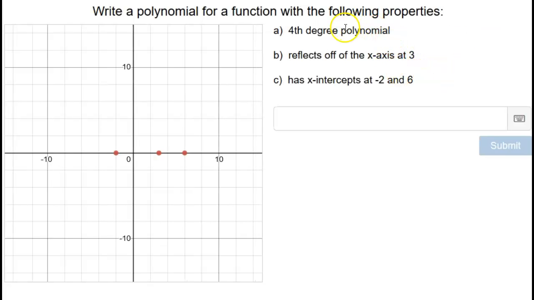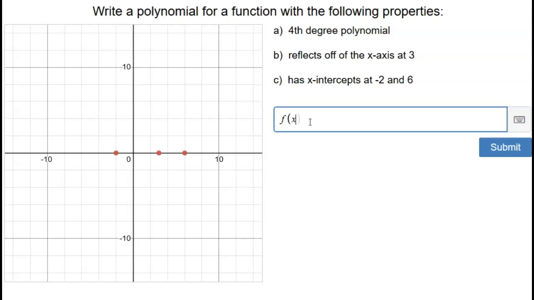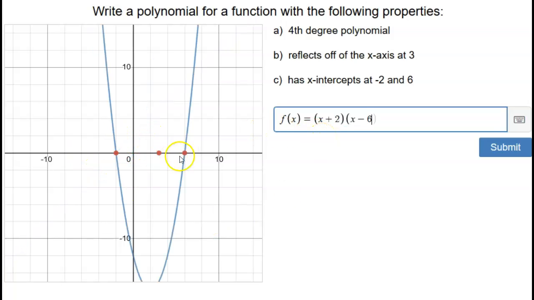Okay, so again, we need a 4th degree polynomial. So 4th degree just means x to the 4th, or it has to have 4 terms. Okay. We know that the x-intercepts at -2 and 6 would be x plus 2. See how that's going through -2. And x minus 6. See how that's going.